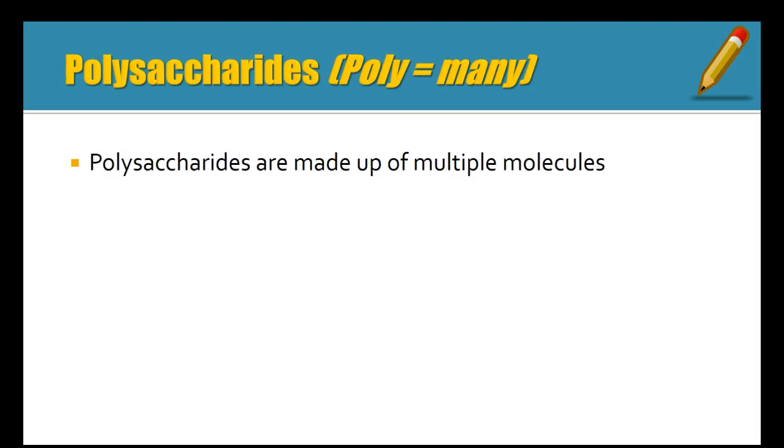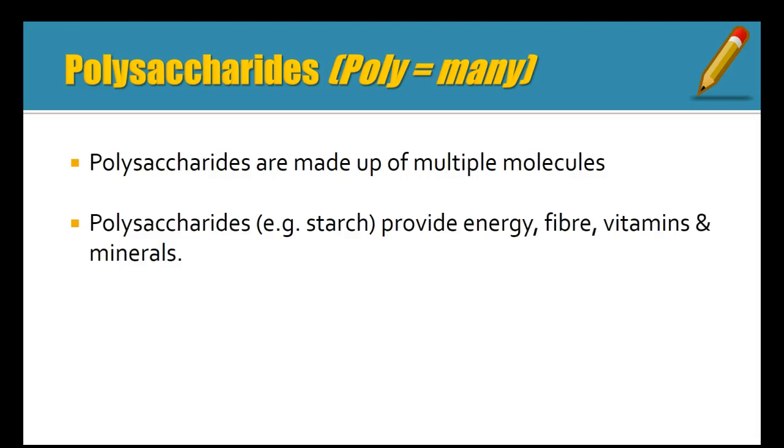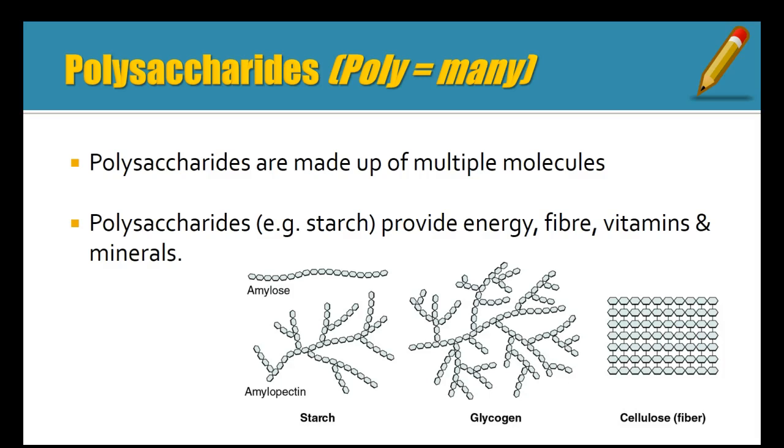So then we've got our polysaccharides. And as the name suggests, they're made up of multiple molecules and they provide energy, fiber, vitamins, and minerals. So the main types of polysaccharides that you'll come across are starch, glycogen, and cellulose.